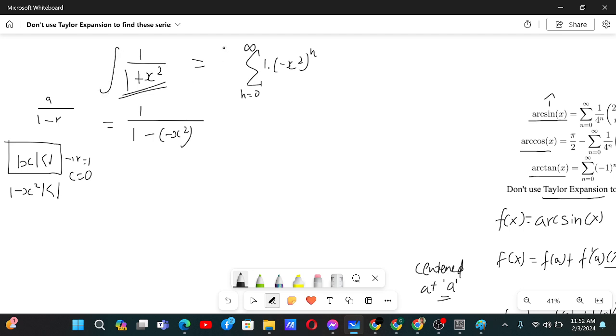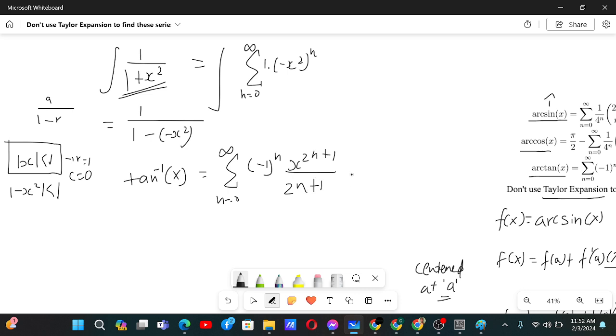Now if we integrate both sides, from here we get tan inverse x, and from here we can just take the integral inside the summation, and we get the sum from n equals 0 to infinity of minus 1 to the power n, x to the power 2n plus 1, divided by 2n plus 1, and boom, we got the series expansion for tan inverse x. Now the thing is, we need to find the constant. For that we can just substitute x equals 0 in the expression. From here we get 0, from here also we get 0, plus c, and that leaves us with c equals 0, so we can just remove the c.